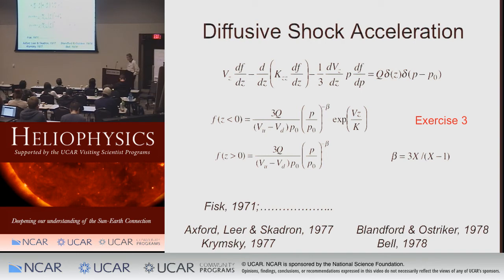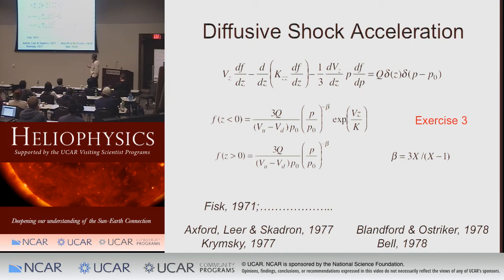Let's talk about diffusive shock acceleration. If you take the Parker equation and consider a 1D situation, so things only vary in z, and you look for a time stationary configuration in which you have a velocity only in the z direction, you inject particles at z equals 0 at some momentum. You put a source term on the right-hand side.